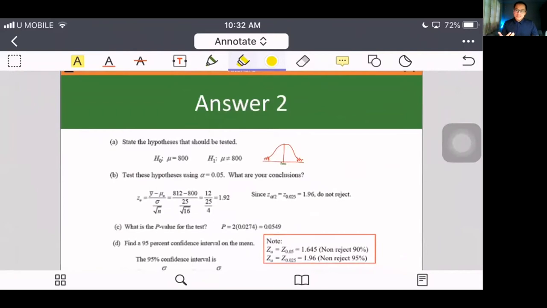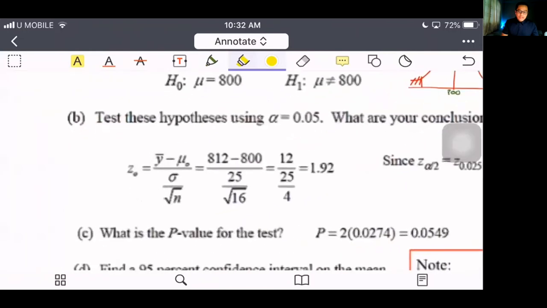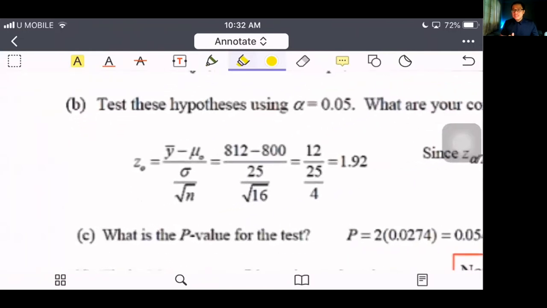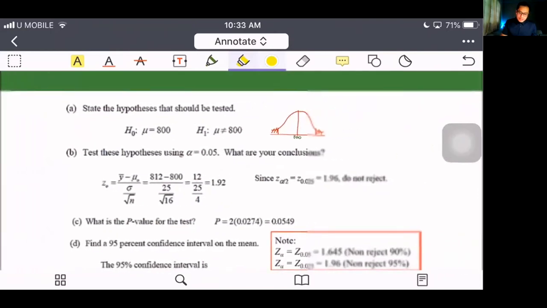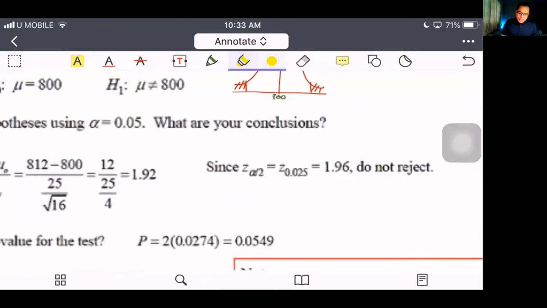How many samples? 16. Now, since this is a two-tail test but the mu is already known, the equation is sort of like a one-tail test because we know what mu is already. You only have 16 samples to compare with the known mu. That is why it is written as if it is a one-tail test. So it is 1.92. Alpha is 5%. So here it is 1.96.